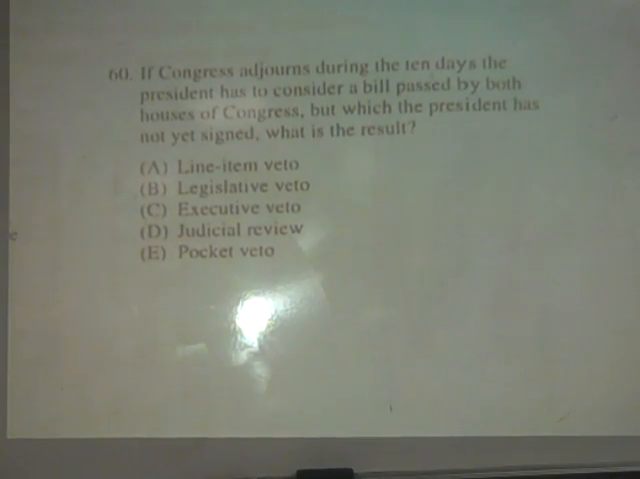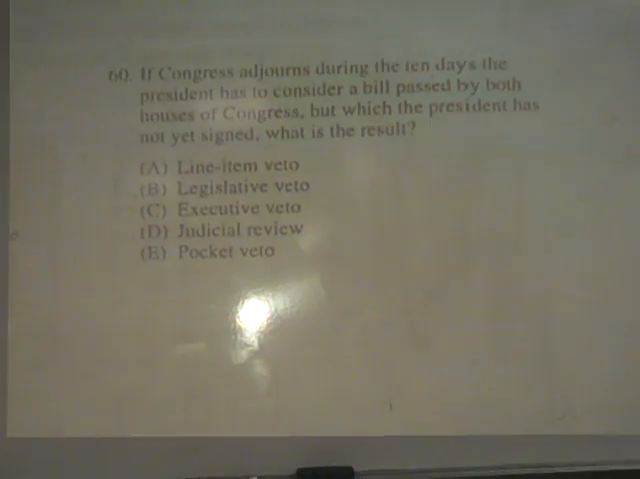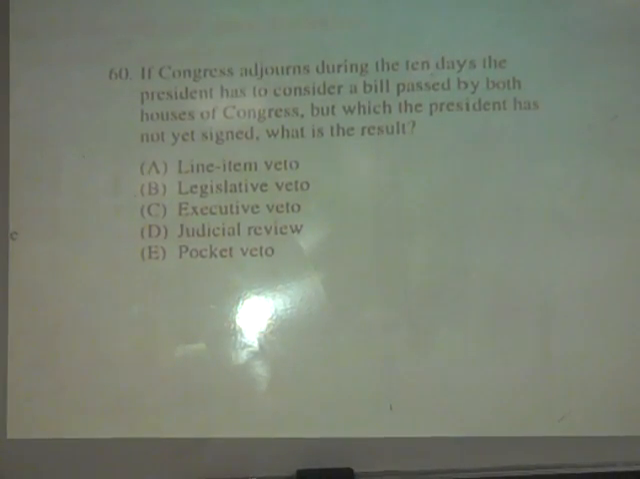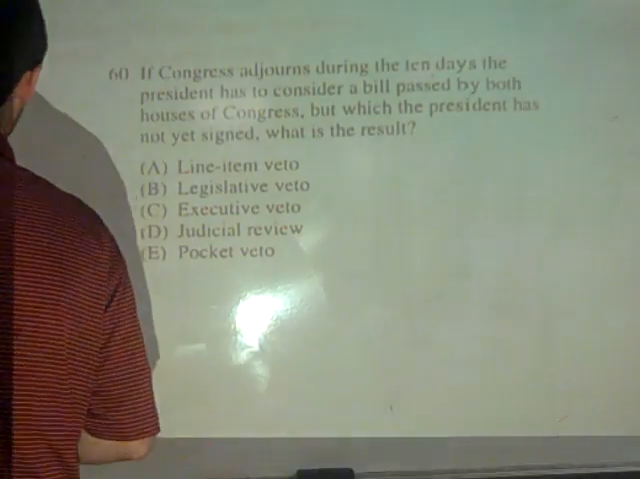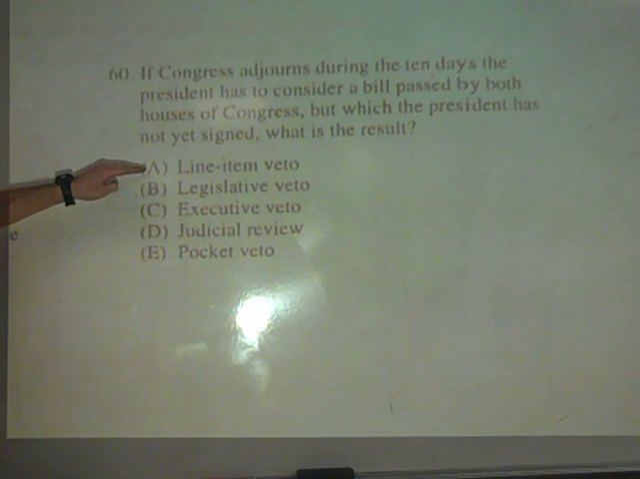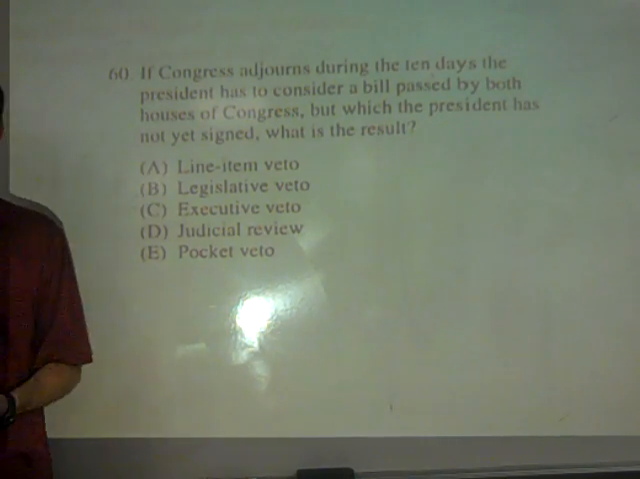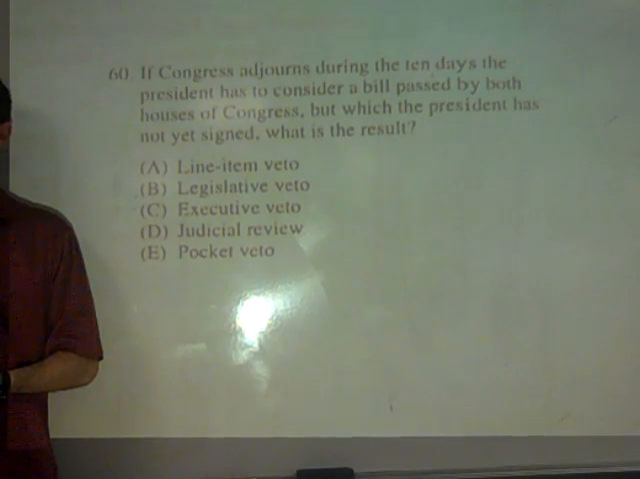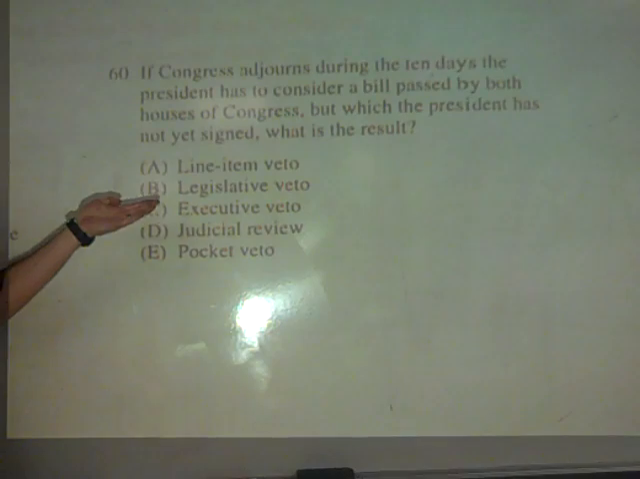Final question: if Congress adjourns during the 10 days, the president has to consider a bill passed by both houses of Congress, but which the president has not yet signed. Maybe write that a different way. That's confusing, but it's a pocket veto. Remember quickly, line item veto is a power that Bill Clinton had for 1 year and then was declared unconstitutional, to veto parts of the law.